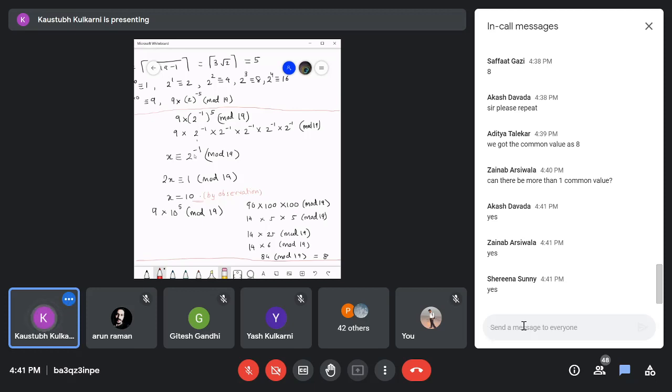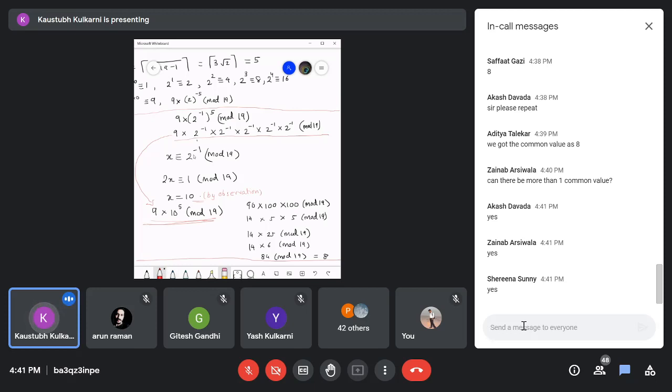So this step simplifies to this one. 9 into each of them is now 10, because it is the multiplicative inverse of 2 mod 19. So 9 into 10 into 10 into 10 into 10 into 10. That is 9 into 10 raised to 5 mod 19. Now this is what we want to find. This is the answer for 9 into 2 raised to minus 5 mod 19.